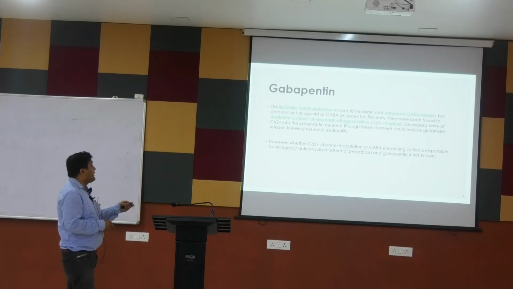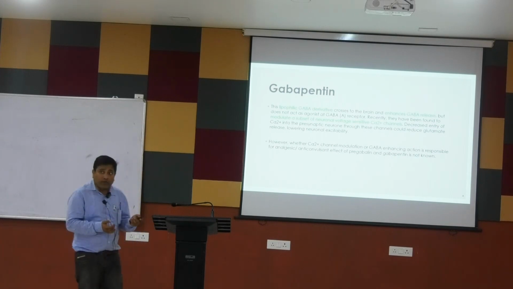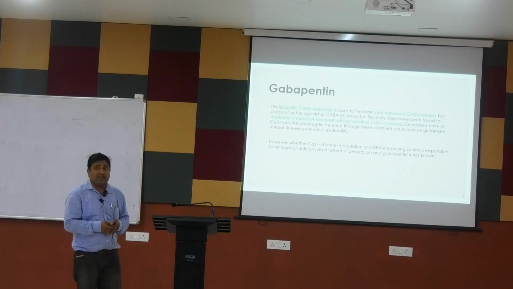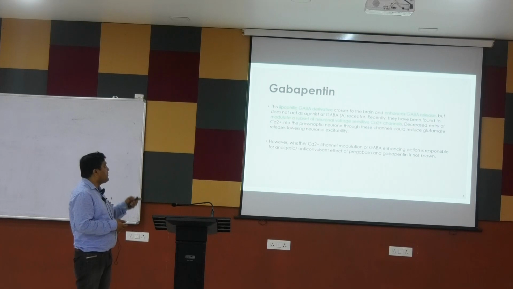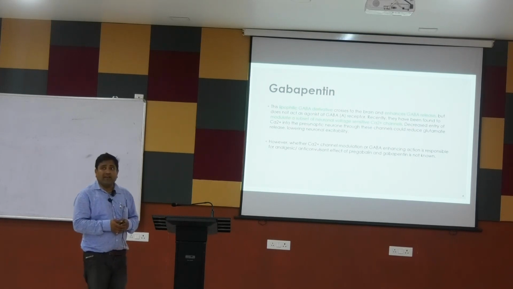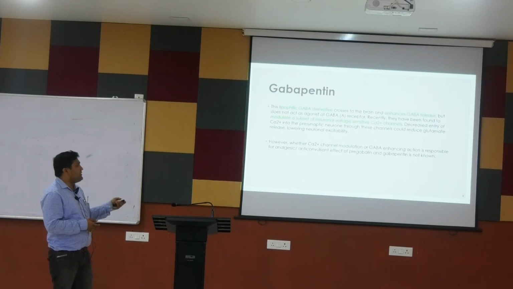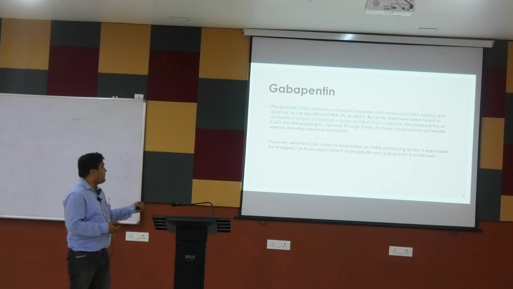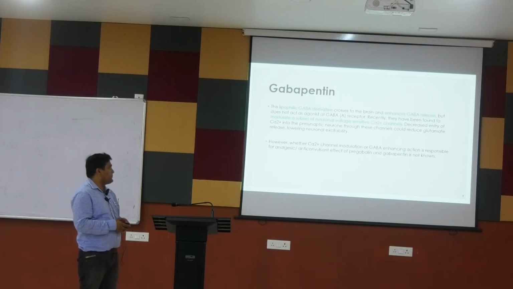Other than that, it has been found recently to modulate a subset of neuronal voltage sensitive calcium channel. And what does it cause? It causes decreased entry of calcium into the presynaptic neuron, causing a decrease in glutamate release. And thus it also suppresses neuronal excitability. So two functions are there. Number one, it enhances GABA release, and it reduces glutamate release.